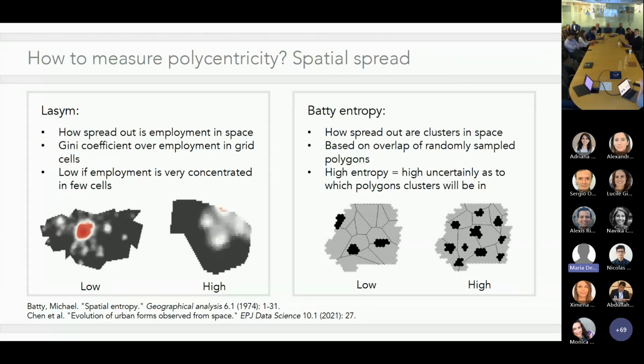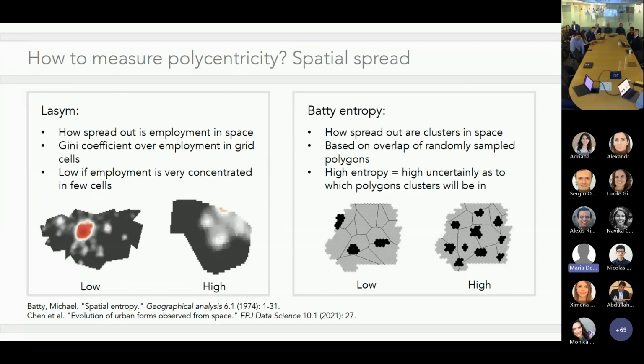So LASM is really a measure of how concentrated employment is. It doesn't deal with clusters specifically. It's just a measure of how concentrated employment is. So if your employment is not very concentrated, you have high polycentricity under LASM. Batty entropy, and actually Michael Batty was the founder of the center that I work in, that's why it's called Batty entropy, is really how distributed the clusters are in space, right? So basically if you have high Batty entropy, high polycentricity from a Batty point of view, the clusters are very much covering the space.